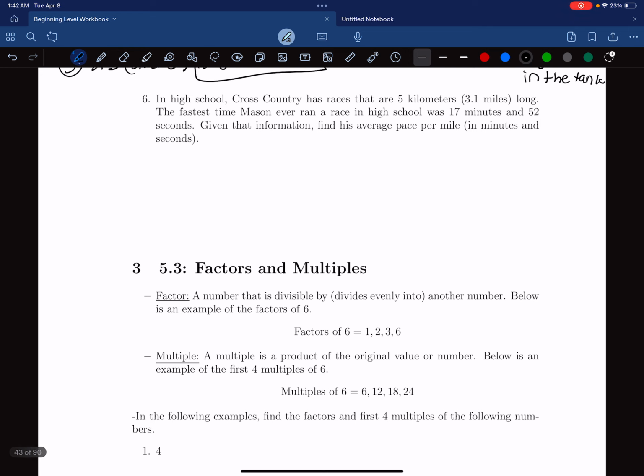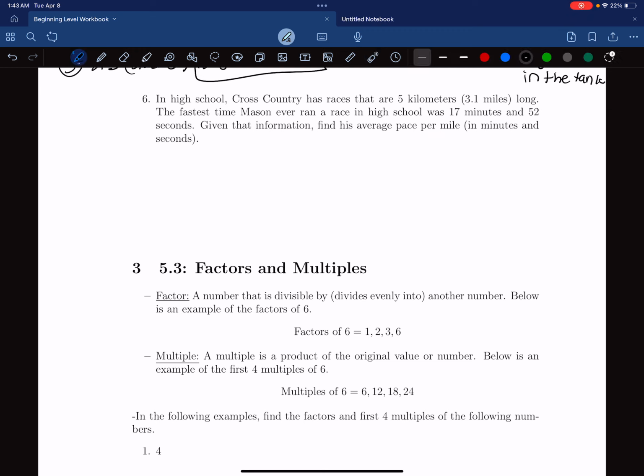Now, looking at our last example, I encourage you to pause the video and try it on your own. And assuming you have given this a try, let's work through it. So it says, in high school, cross country has races that are 5 kilometers or 3.1 miles long. The fastest time Mason ever ran a race in high school was 17 minutes and 52 seconds. Given that information, find the average pace per mile in minutes and seconds.